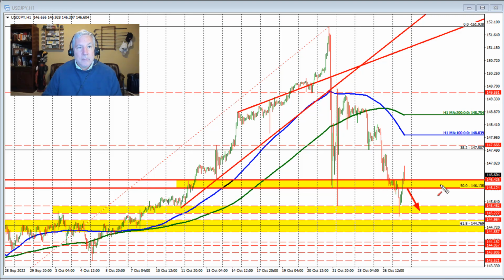But as long as the price can remain above this level, the intraday bias is probably still to the upside. Watch the 38.2% retracement, the broken 38.2% retracement. It also was this low through here. That was the low from Tuesday's trade. So that's a look at the dollar versus yen.